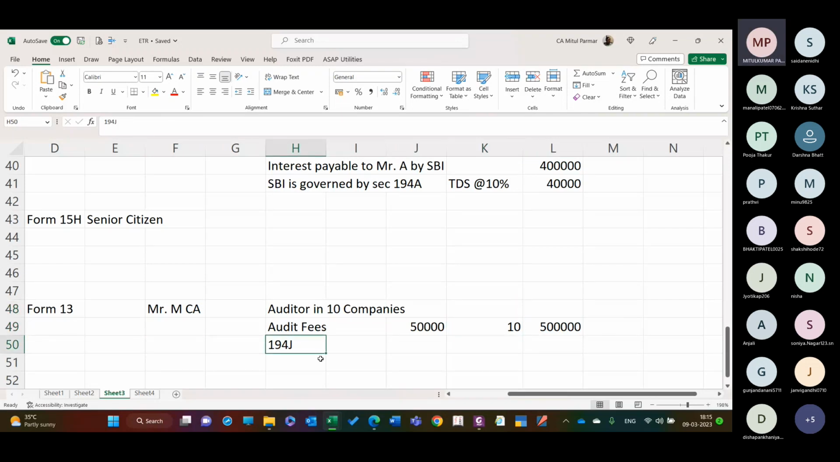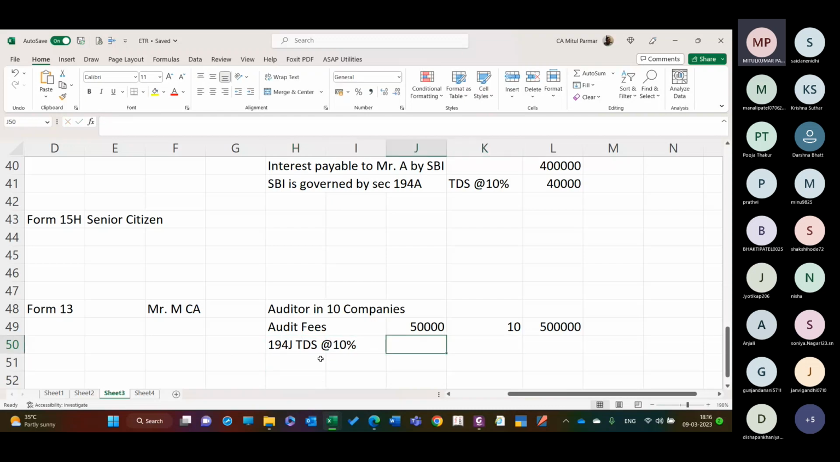Now, there is a section 194J which says that if any person is utilizing any professional or technical services, and the amount of payment during the previous year exceeds 30,000 rupees, that person has to deduct tax at the rate of 10%. There are other provisions included in section 194J, but in case of audit fees payment, section 194J clearly says that TDS should be deducted at the rate of 10%.